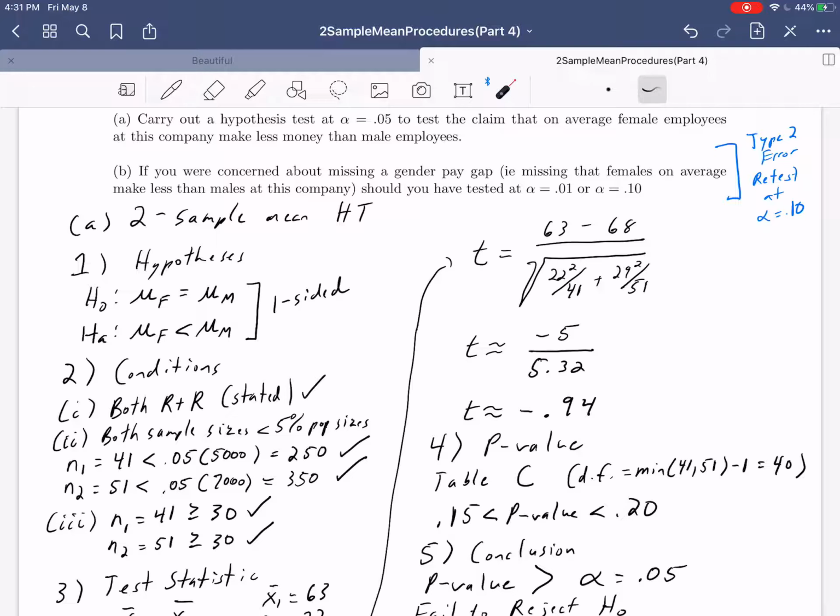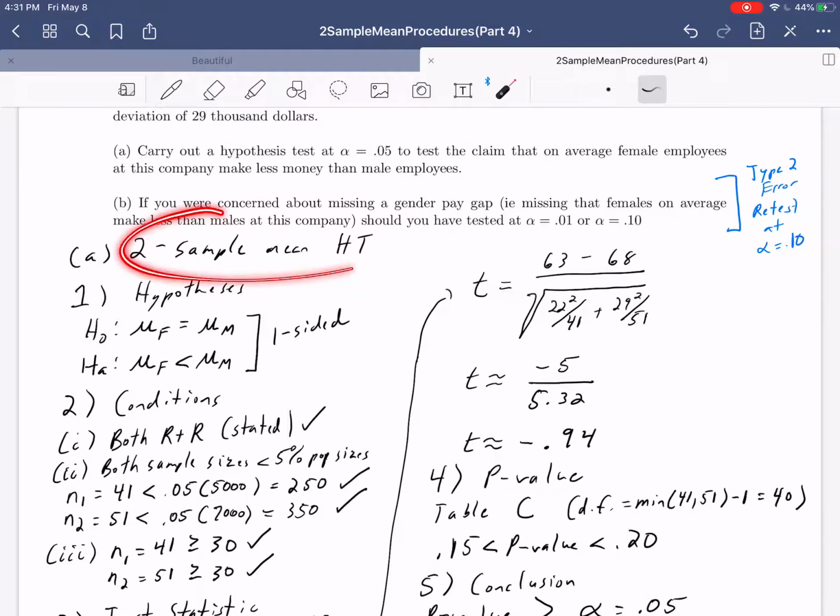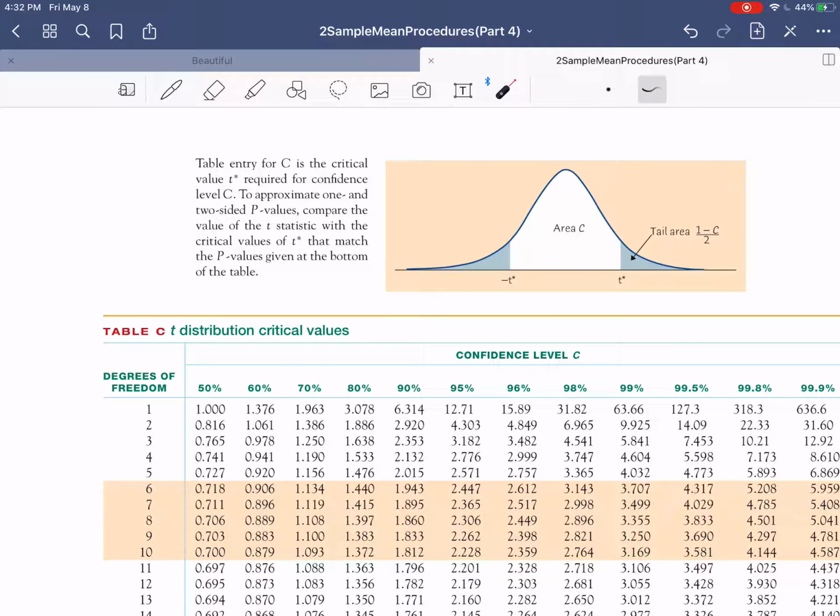Okay, so that's just giving you an example of running another 2-sample mean hypothesis test, as well as doing a little bit more analysis with errors. Let's go ahead and take a look at another quick example.